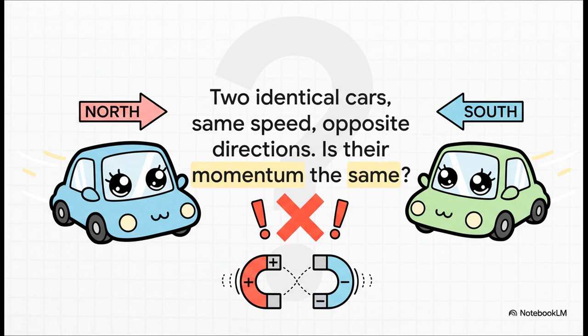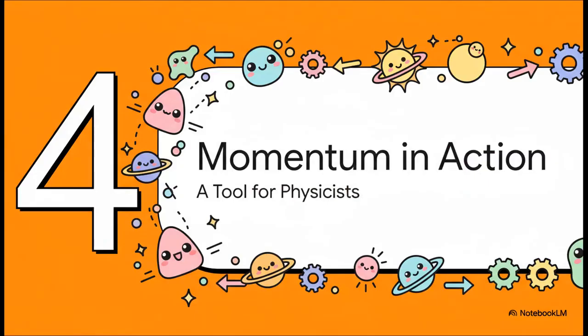Because their directions are opposite, we actually treat their momentums as opposites too. We might say one is positive and the other is negative. And this whole idea is the secret to understanding what happens when things smash into each other. And that's exactly where momentum stops being just a cool idea and becomes an incredibly powerful tool.